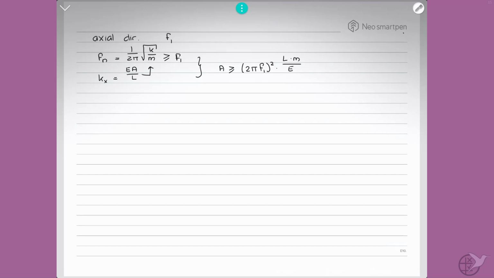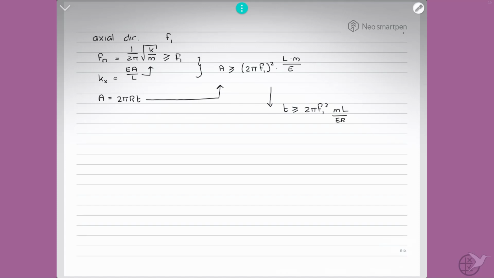Now, the cross-sectional area of a cylinder is equal to 2 pi R T, and if we substitute that into there and rework that for T, what we find is that our minimum required wall thickness must be larger or equal to (2 pi F1) squared ML over 2 pi E R.